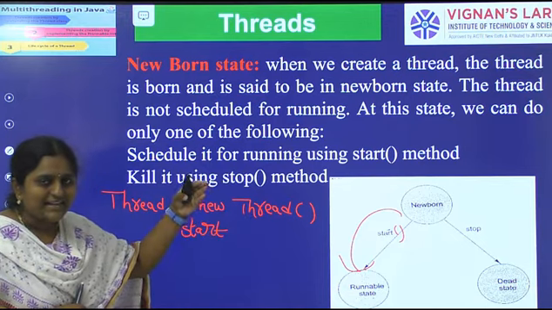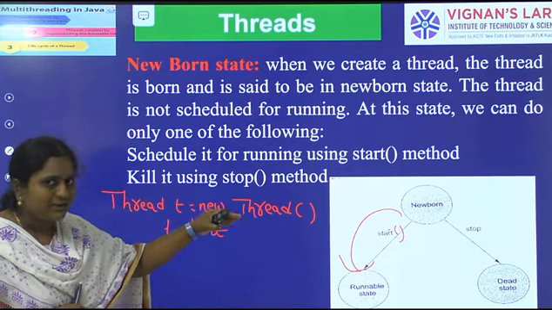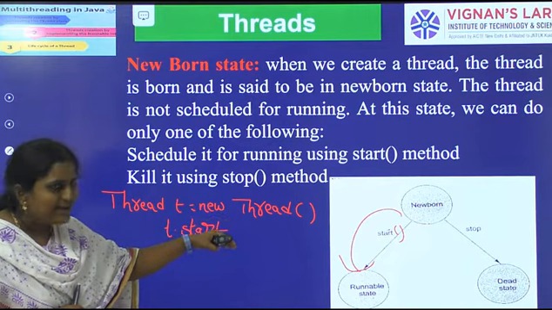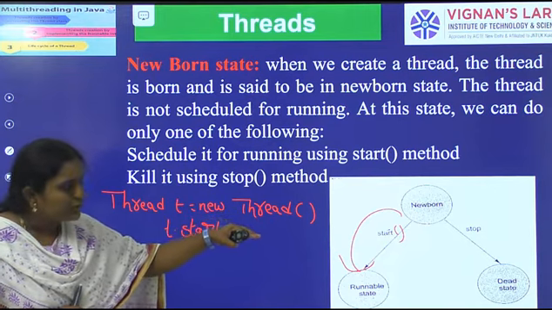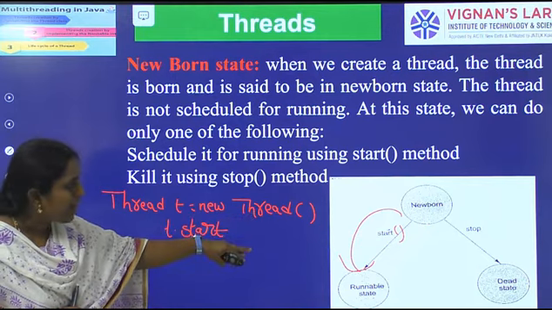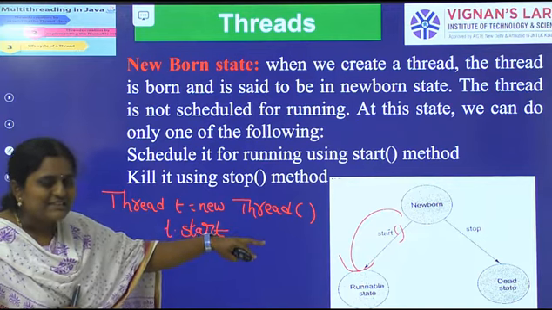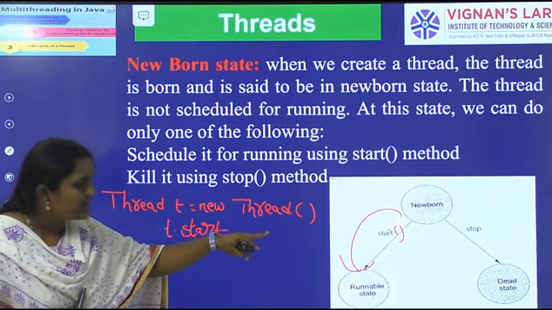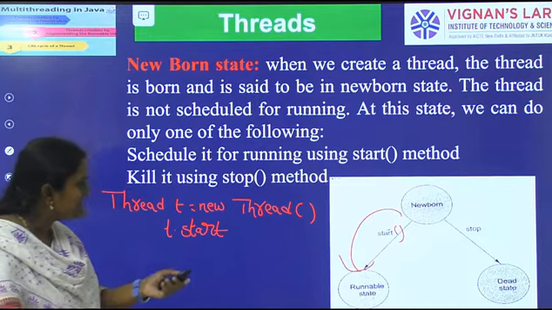So whenever a thread has been created, it is in the newborn state. Whenever we call the start method, it will move to the runnable state. Whenever we call the stop method, it will move to the dead state. So after the newborn state, if I call the start method, the thread changes its state from the newborn state to the runnable state.